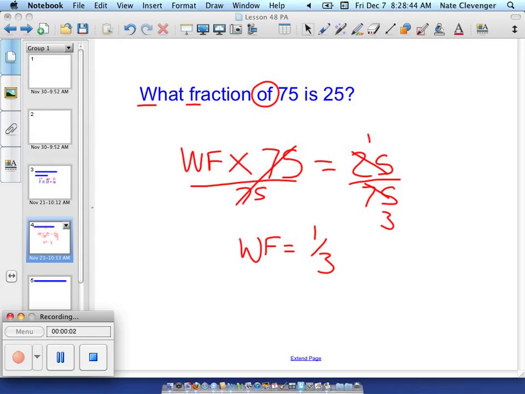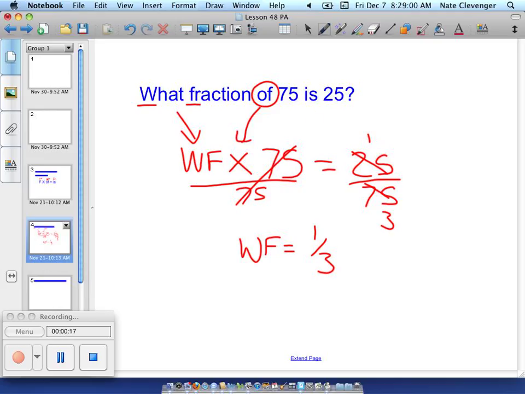Let me review this. We're taking the abbreviation WF, and that gives us what fraction? Boom. All right, the word "of" represents our times. WF times 75 equals 25. So we have multiplication between WF and 75. To undo multiplication, you divide. So we're dividing both sides by 75. So we're left with WF over here. 25 over 75 reduces to 1/3. And that's your fractional value.